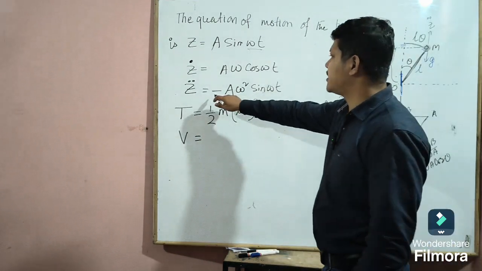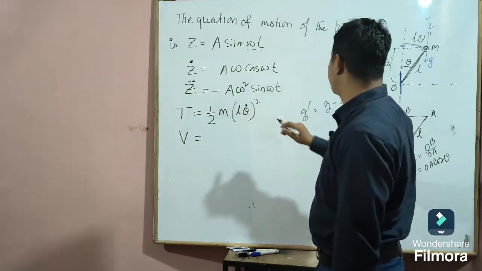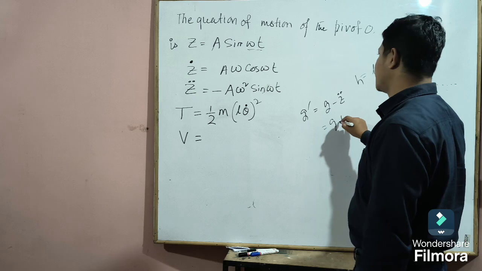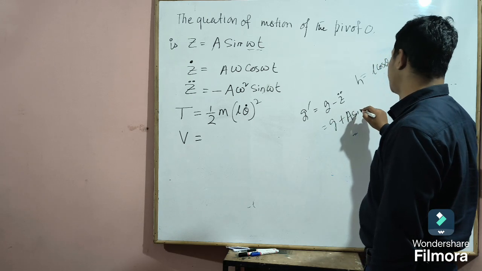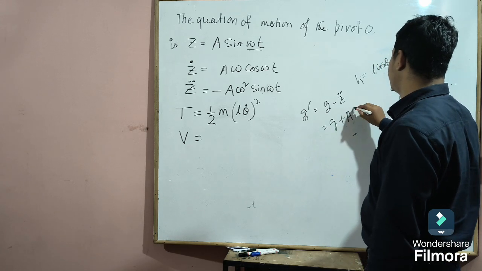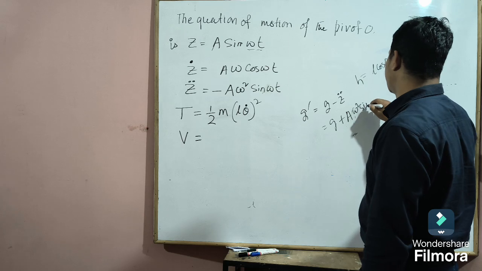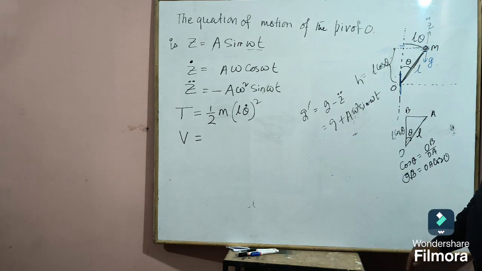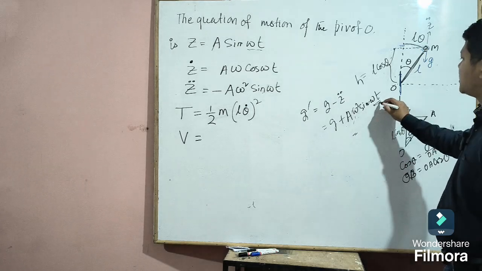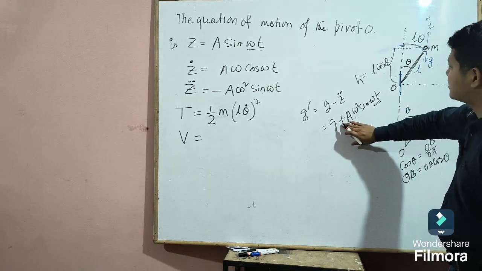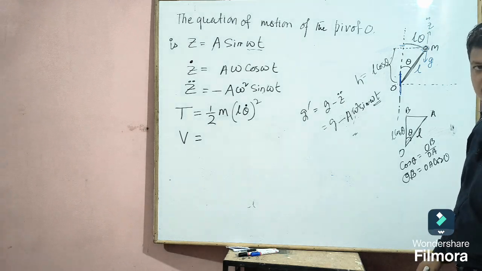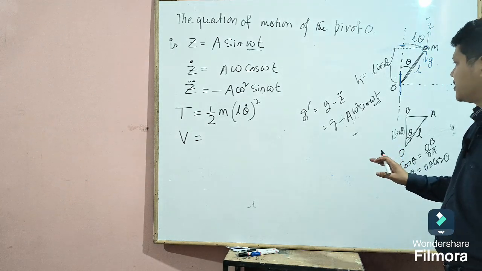Though you are getting z double dot minus this, when you put this value here, don't make it positive, right? Don't make it positive. a omega square sine omega t, don't make it positive, because now you see this angle varies with time in such a manner that this sign will be always minus, right? Hope you are getting my point.